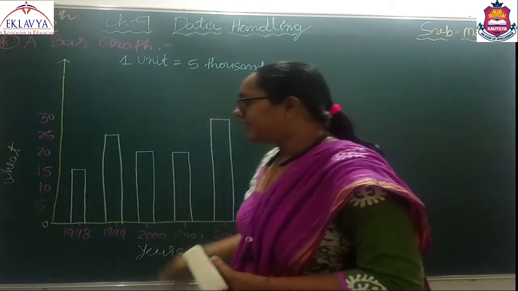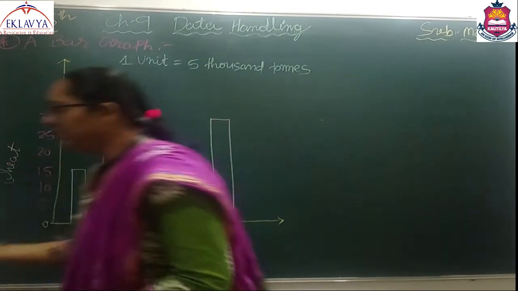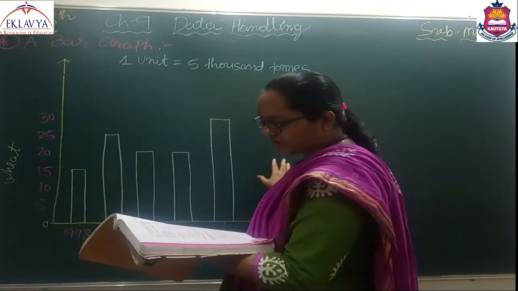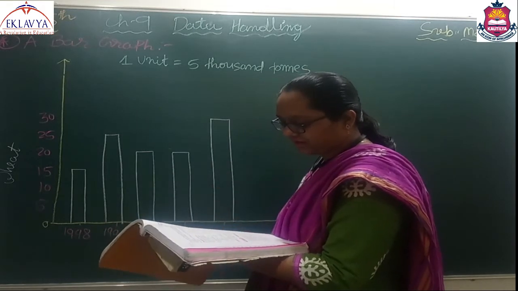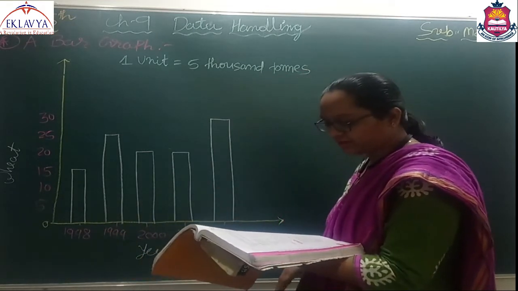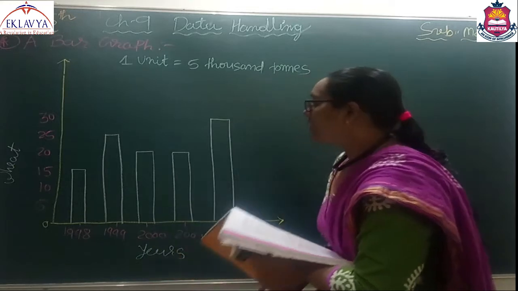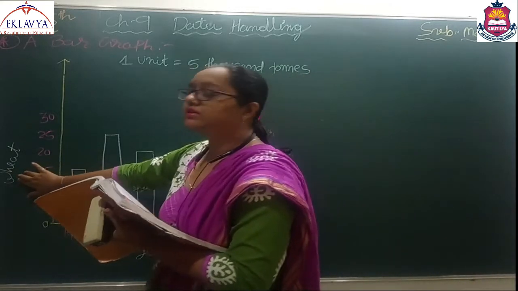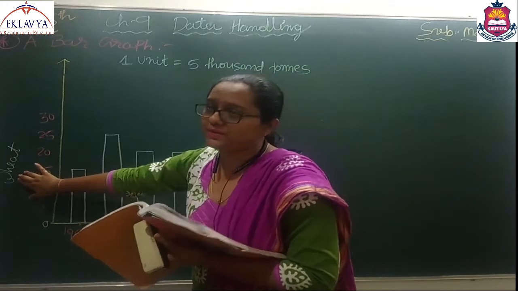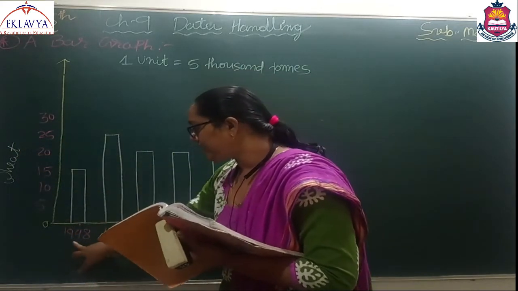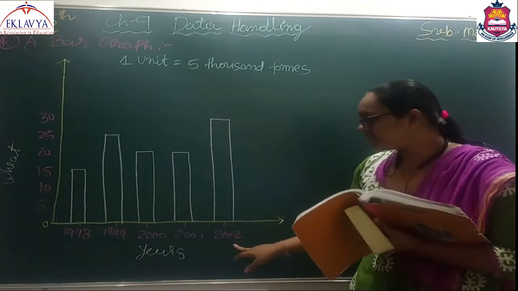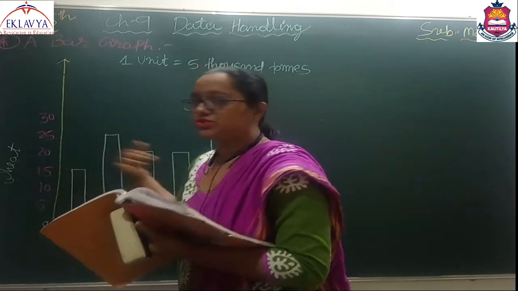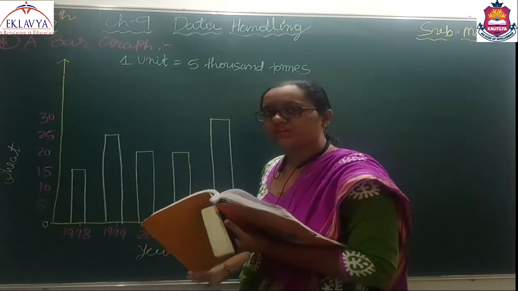So here one data is given. The bar graph given alongside shows the amount of wheat purchased by government during the year 1998 to 2002. Means this is the data, the wheat which is purchased by government during 1998 to 2002. मतलब गवर्नमेंट ने हर साल कितना wheat purchase किया, that is the data given here.